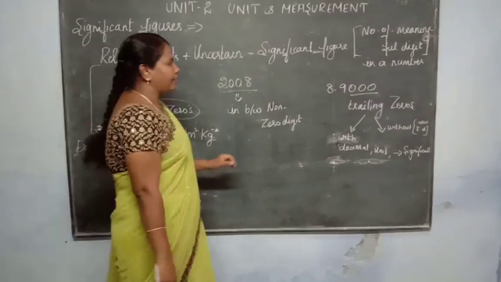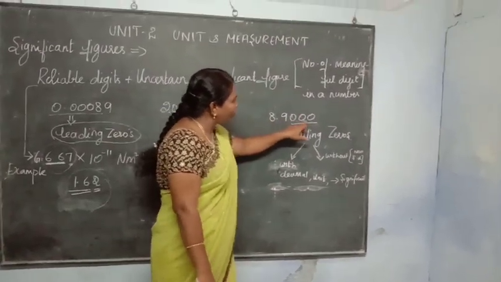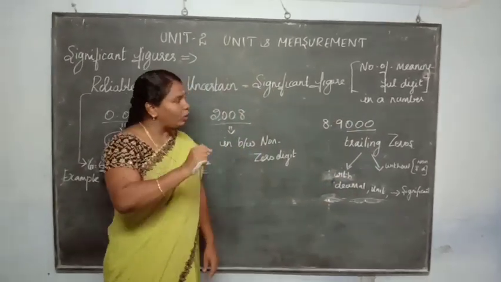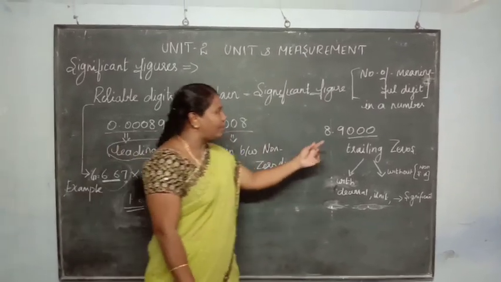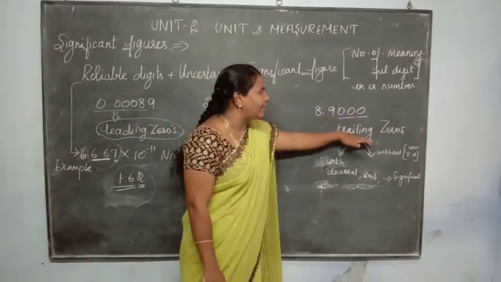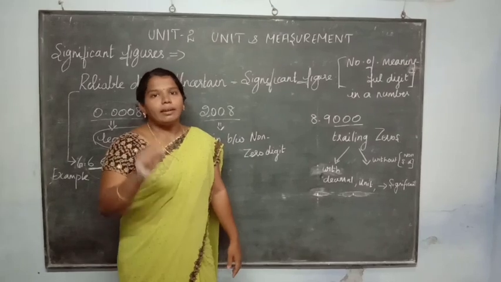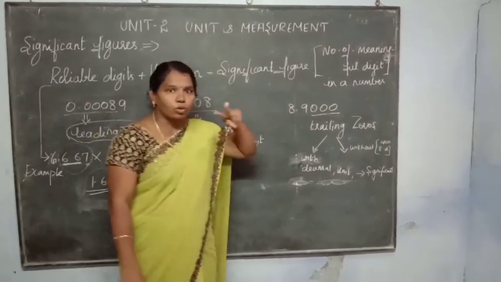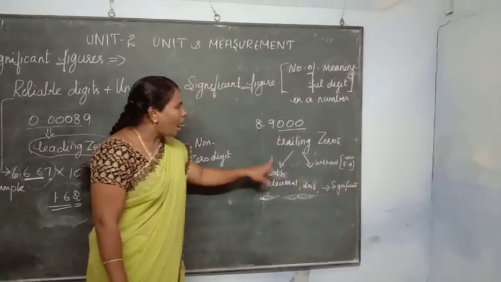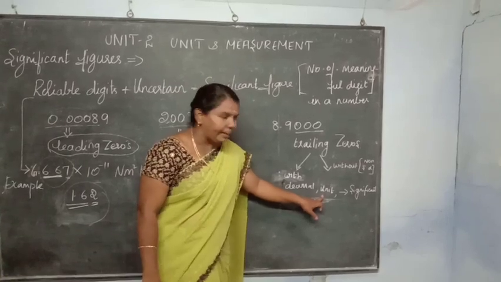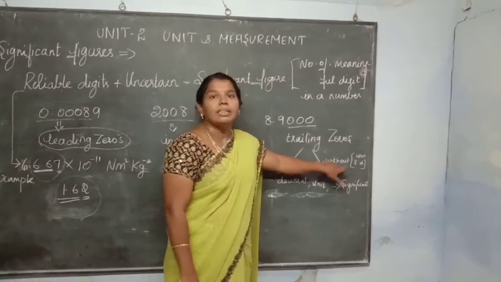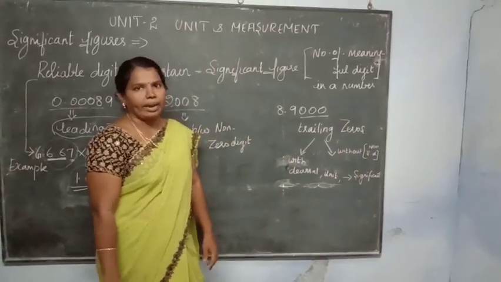And then another example: 8.9000. Here the zeros follow after the decimal, after the non-zero digits. These zeros are called the trailing zeros. The trailing zeros have two cases. In one way, they are significant if the number is in decimal form or if it has a unit. And if it is without a decimal, then they are non-significant. So these are the rules.